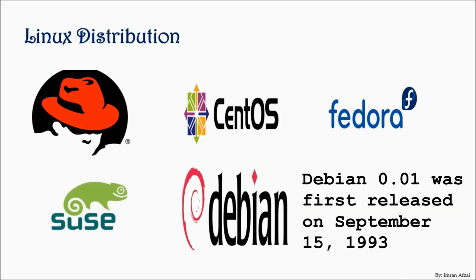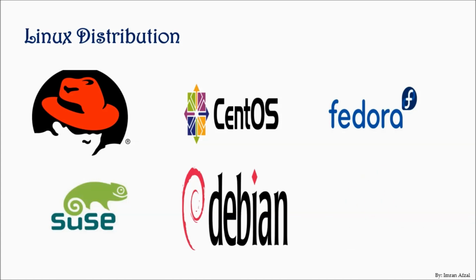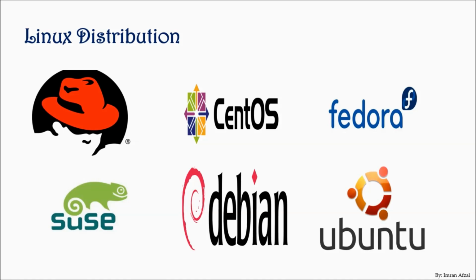Then we have Debian. Debian is very popular at the PC level. And the last one is Ubuntu. So all of these are major Linux distributions, Linux operating systems that I wanted to highlight. You will be hearing many of these names down the road, and our focus in this course is CentOS.